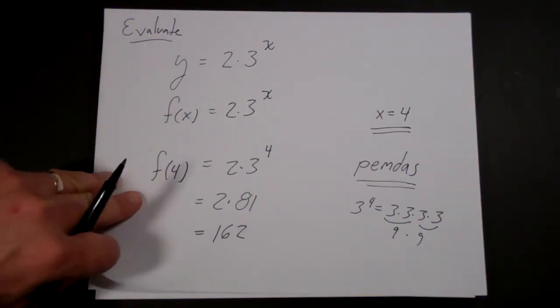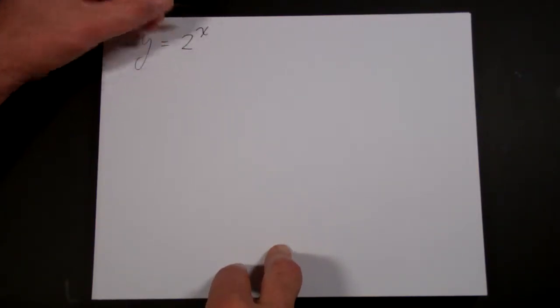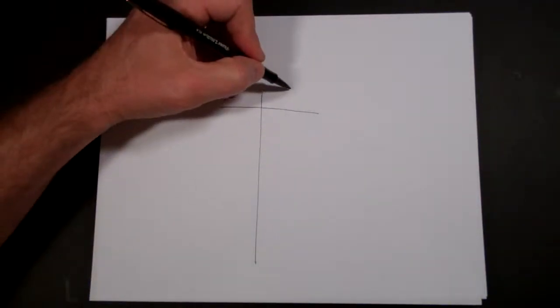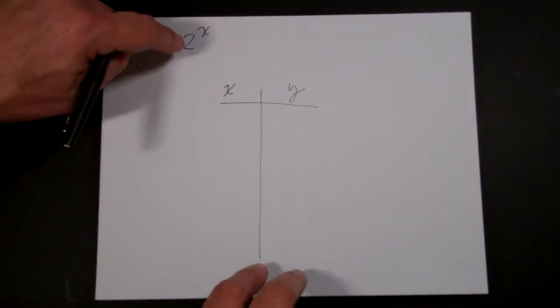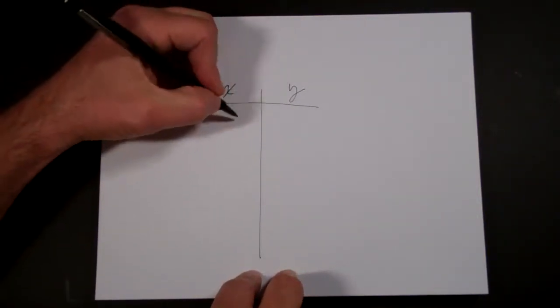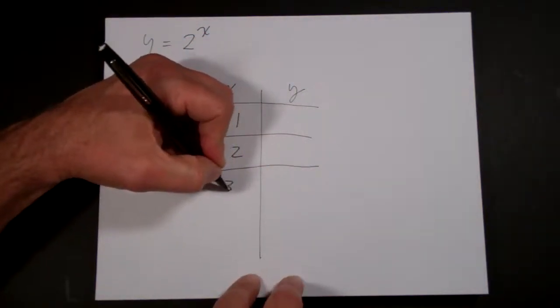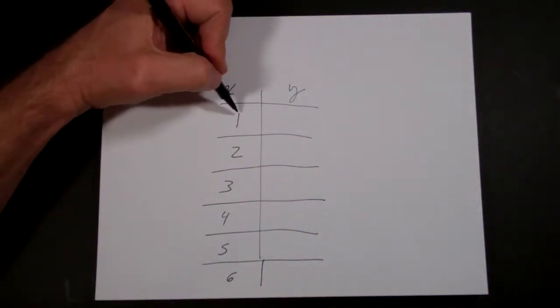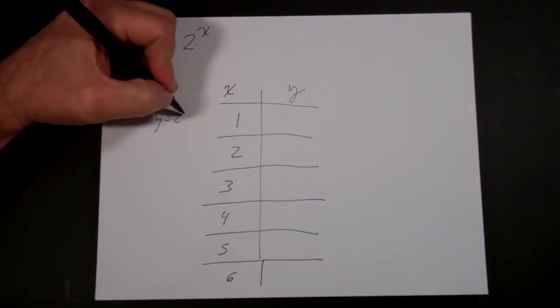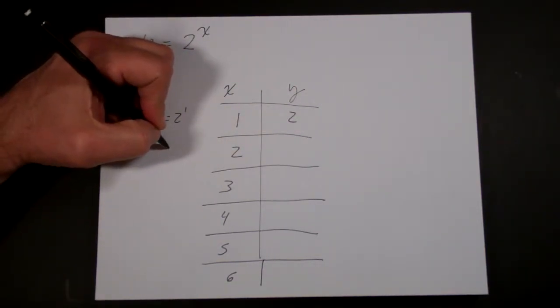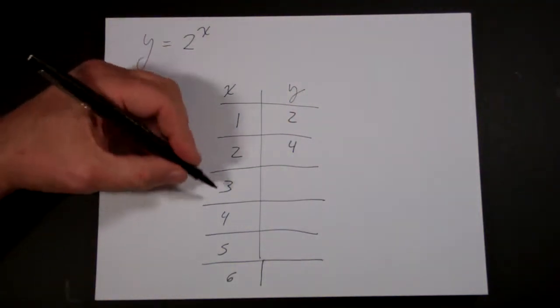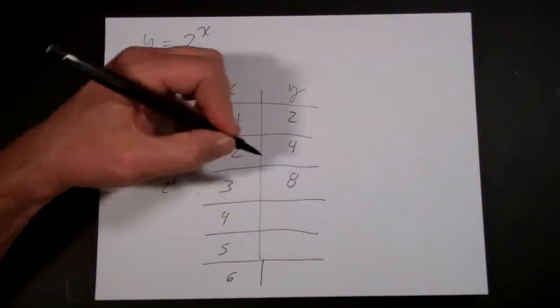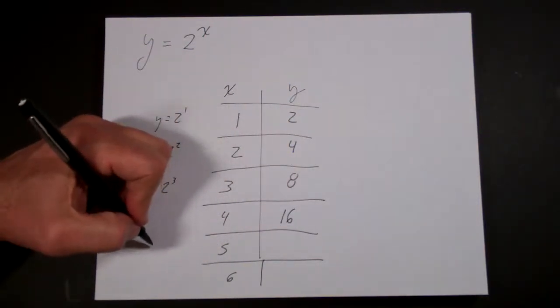Let's look at another way to look at exponential functions. Let's look at a very common one, y = 2^x. And let's make a little table, x and y. What we're going to look at is how y = 2^x varies as x varies. So let's just go x equals 1, 2, 3, 4, 5, 6. Well, that's 2^1, which is just 2. This is y = 2 squared, which is 4. This is 2^3, which is 8. 2^4, which is 16. This is 2^5.